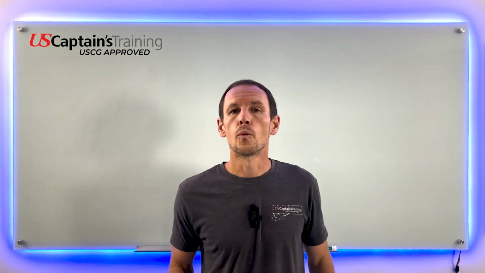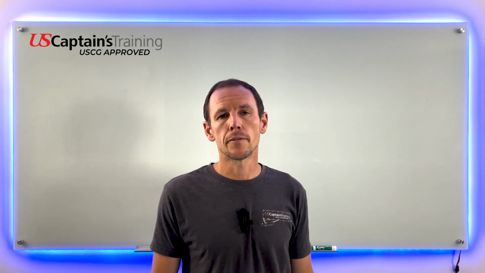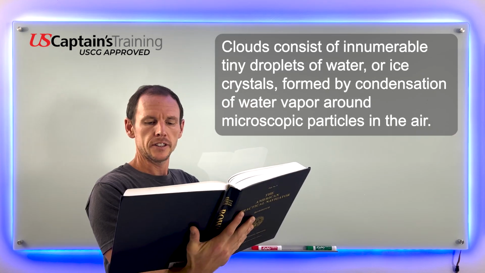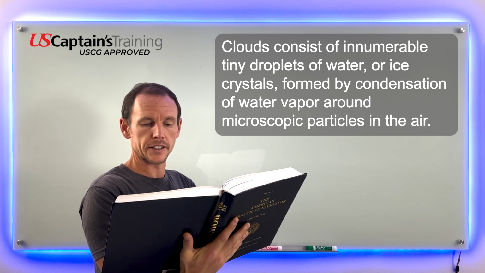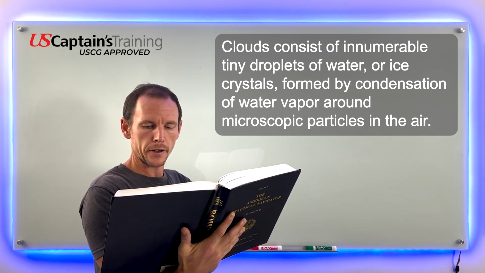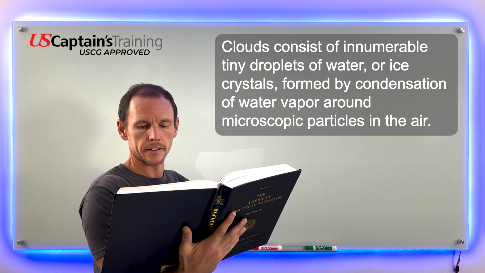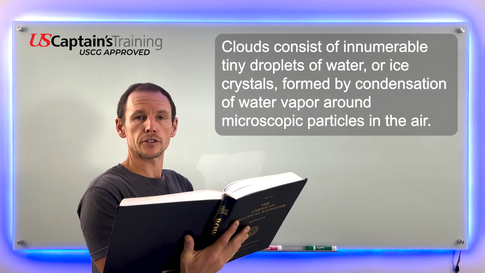Let's take a look. We're going to read the definition right from the Bowditch. Here it is. Clouds consist of innumerable tiny droplets of water or ice crystals formed by condensation of water vapor around microscopic particles in the air. Fog is a cloud in contact with the Earth's surface.